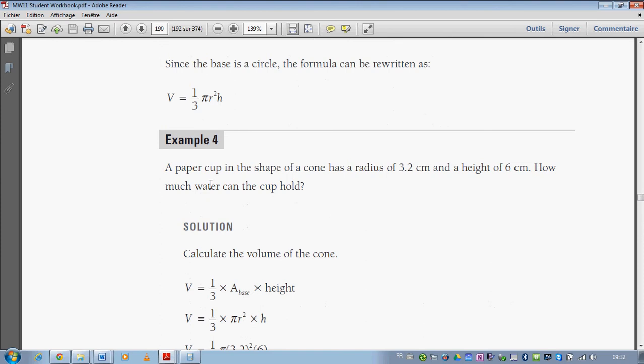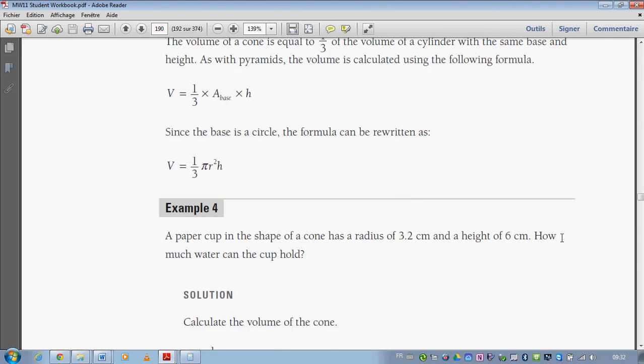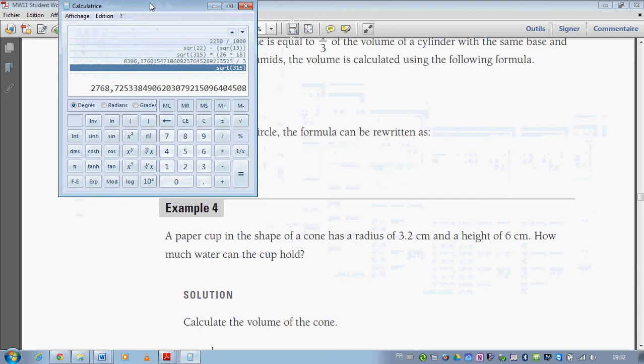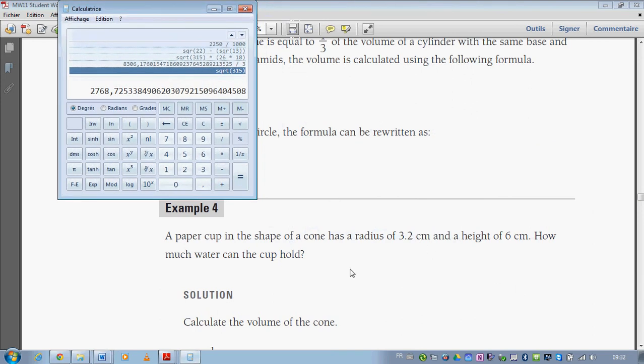So here they're telling you a paper cup in the shape of a cone has a radius of 3.2 centimeters and a height of 6 centimeters. How much water can the cup hold? So it is asking you for capacity, right? You've got to figure out the volume first, and then it's asking you for the capacity of this paper cup.